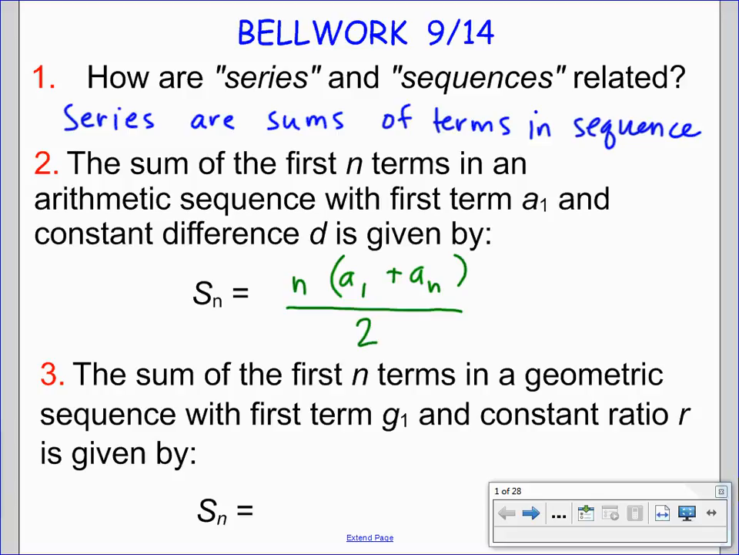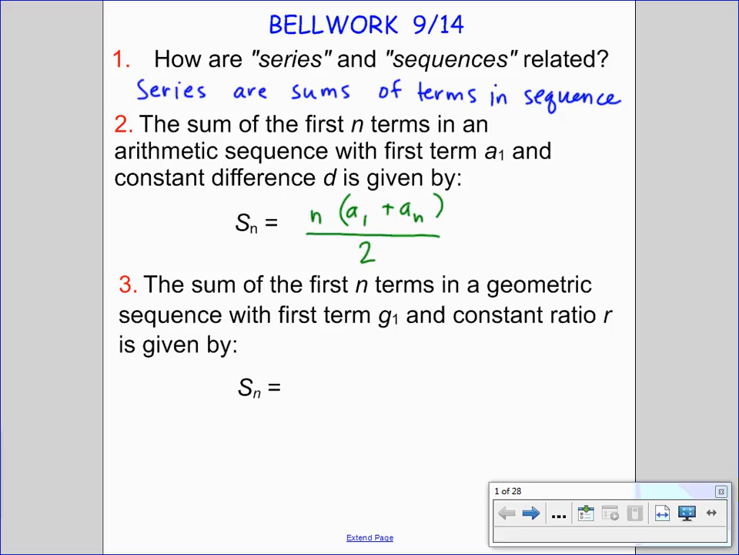Have that? Great. And then lastly, the sum of the first n terms in a geometric sequence with first term g sub 1 and constant ratio r, that multiplier between successive terms, is given by what? What did you have for that? Brendan? G of 1 times 1 minus r to the n over 1 minus r. Awesome. Raise your hand if you have the same thing as Brendan. Great. These are the tools that we're going to build on today.